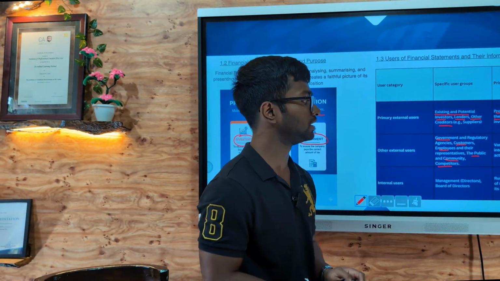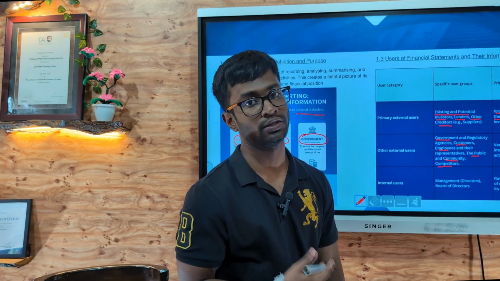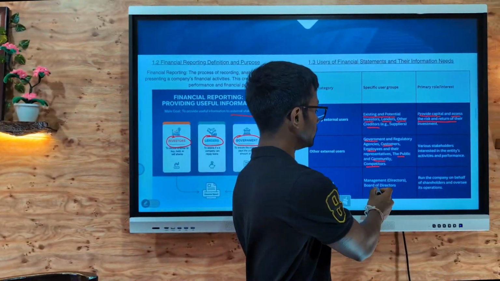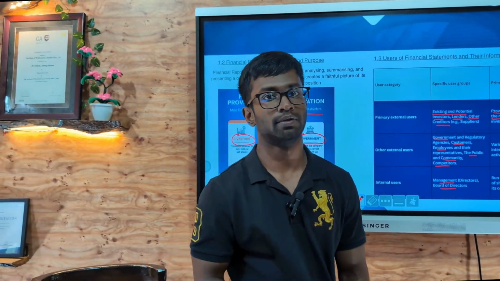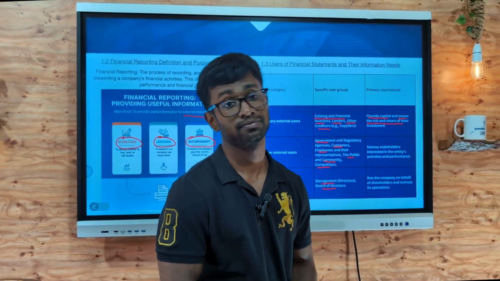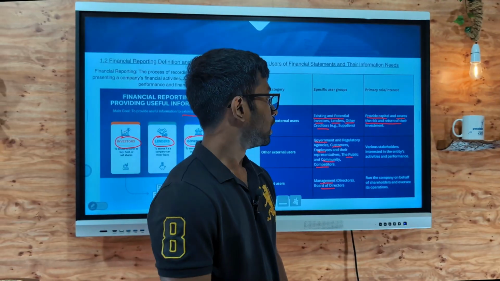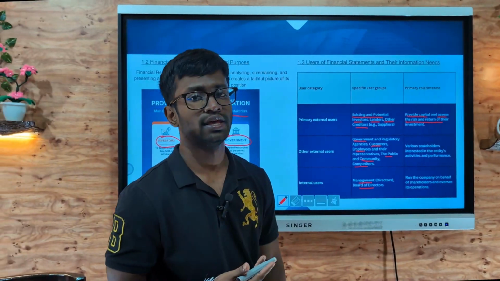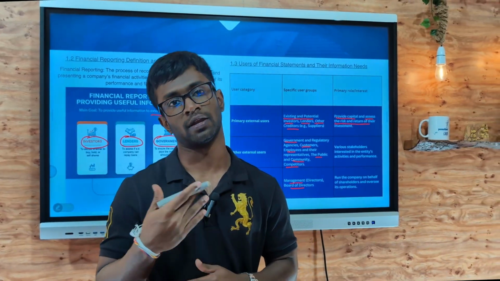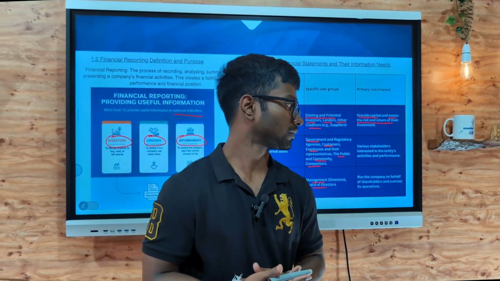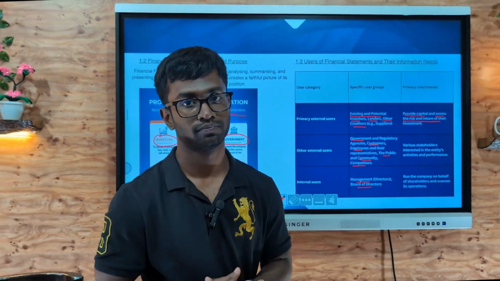Then you have your internal users. The internal users would be the management and the board of directors. Board of directors, I explained before what is meant by board of directors. So what they do is they run the company on behalf of the shareholders. Okay. That is when it comes to a company. So that is their primary role.